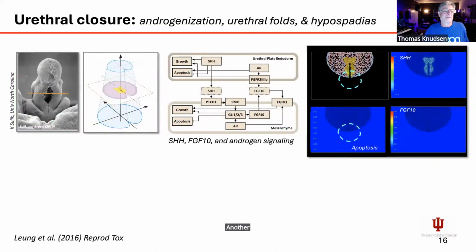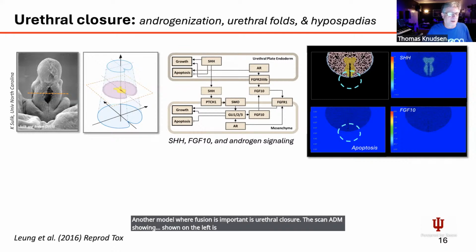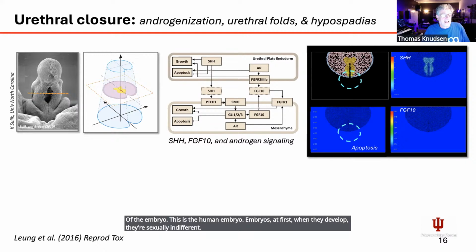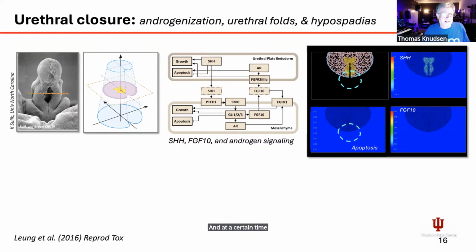Another model where fusion is important is urethral closure. The scanning EM shown on the left is the genital tubercle of the embryo. This is the human embryo. Embryos, at first when they develop, they're sexually indifferent. And at a certain time in development, when the testis starts to be organized and produce androgens, it triggers growth of that genital tubercle, and you end up having elongation and folding to create the closed urethra of the penis.